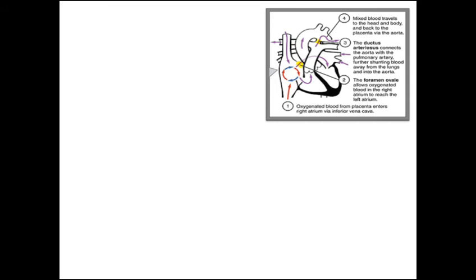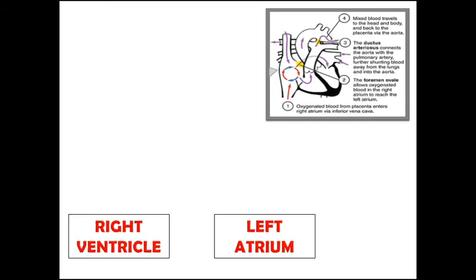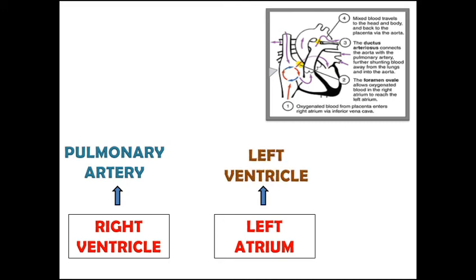Then the third structure. Here the right atrium and the right ventricle we are taking into consideration. From the right ventricle, the blood can go into the pulmonary artery, and from the left atrium, the blood can go into the left ventricle.